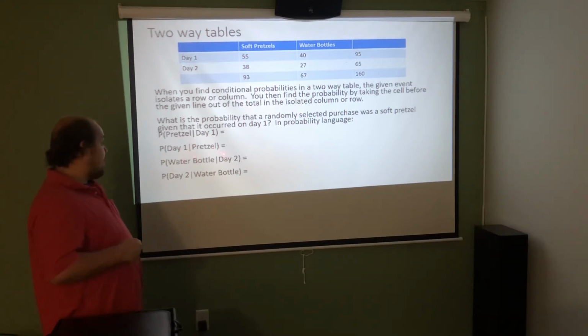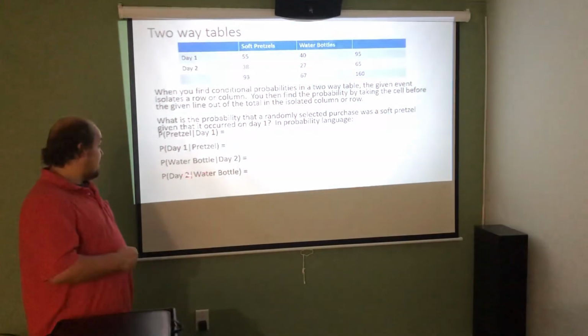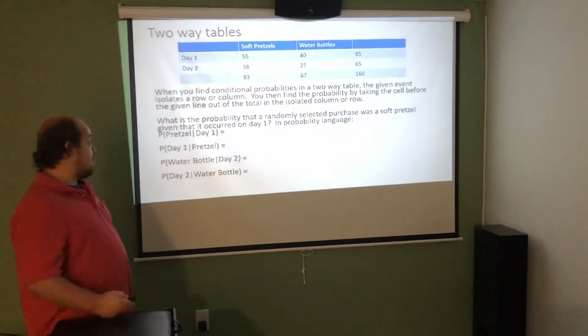When we do water bottle given day 2, we isolate this row. Out of the 65 purchases on day 2, 27 were water bottles. So the answer to this question would be 27 divided by 65. Finally, day 2 given water bottle. If we know it was a water bottle, we know it was from this column. 67 total water bottles were sold. Of them, 27 were sold on day 2. So this answer would be 27 divided by 67.